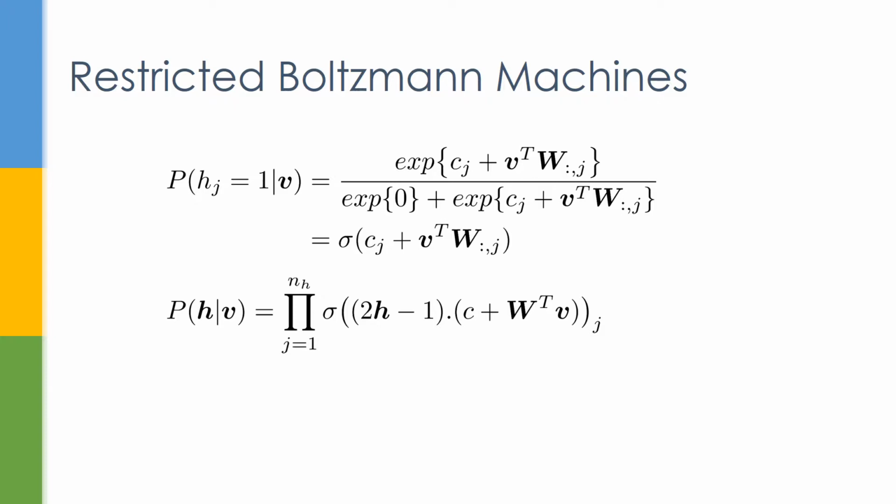The numerator term is obtained by substituting hj equals 1, and the denominator is the normalization term where we obtain the sum of the values when hj equals 1 and hj equals 0. Evaluating this results in the sigmoid function. So we can see that the probability of hj equals 1 given v can be written in a compact and closed form. So the probability of the latent variables given the visible variables can be written as a product of the individual hj's.